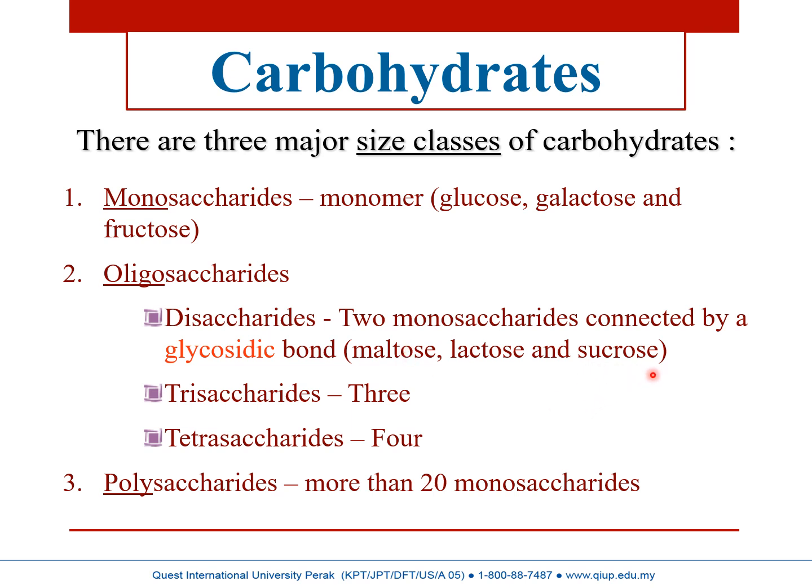So that's a disaccharide. Oligosaccharide in this classification refers to disaccharide, trisaccharide, tetrasaccharide, and so on. It is 2 to 10, but anything more than 20 is known as polysaccharide. Under polysaccharide, there are cellulose, glycogen, and starch.